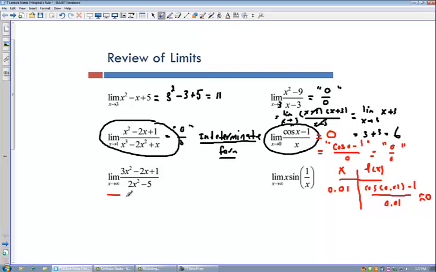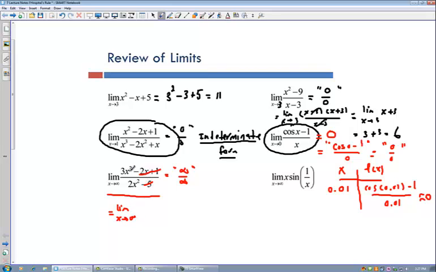We also had these limits as you go to infinity. Notice if you try to plug in infinity, you're going to get infinity on top and infinity on the bottom. So this is another indeterminate form. But to do this one, the idea is because we're going to infinity, these terms really don't matter. So this is really equal to the limit as x goes to infinity.